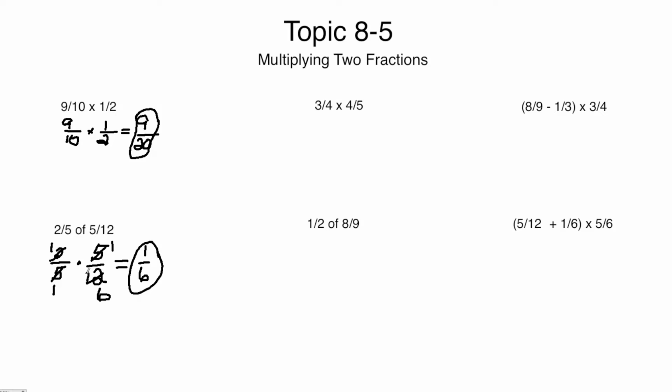Now, if you didn't cross factor, you would have come out with 10/60ths. Cross out the zeros. You still would have come out with 1/6. Did you get that? Awesome.